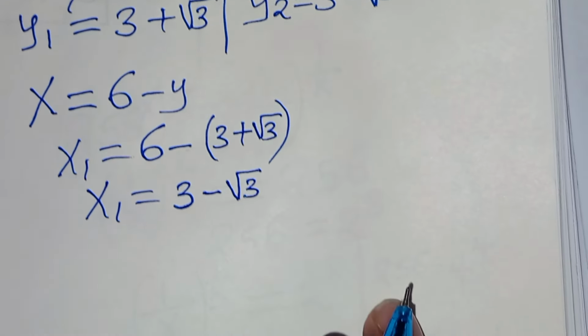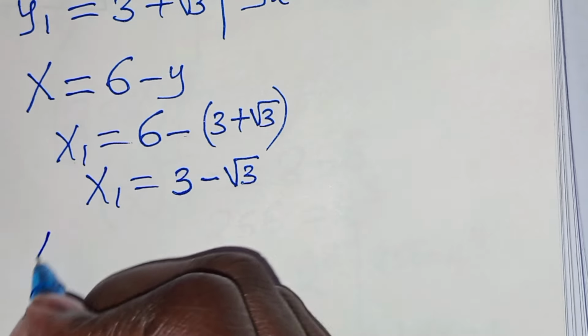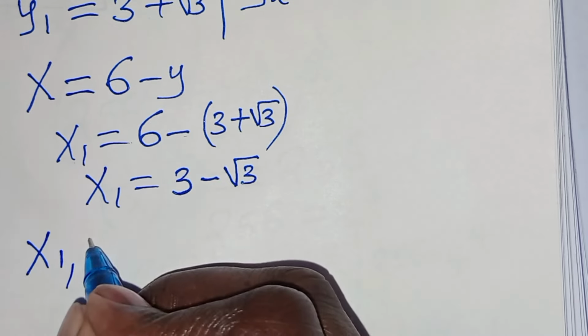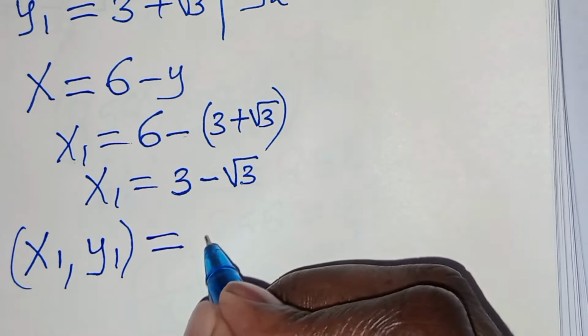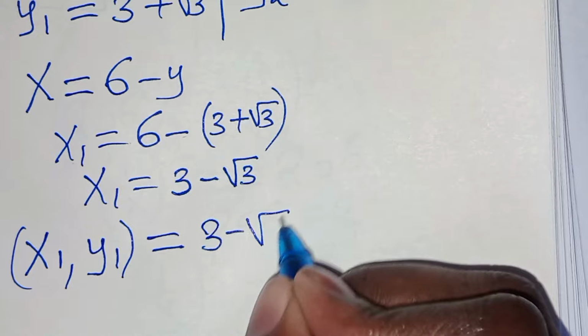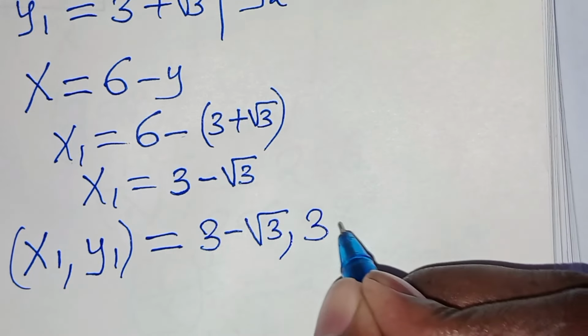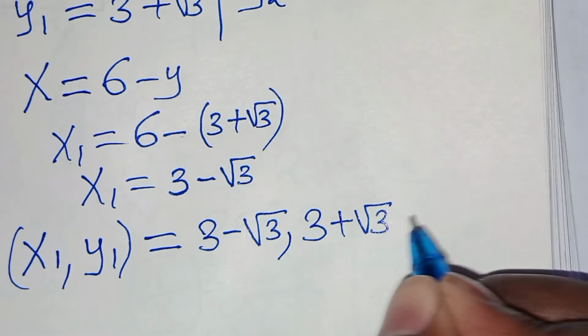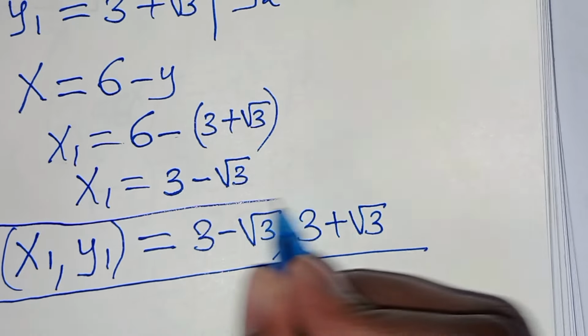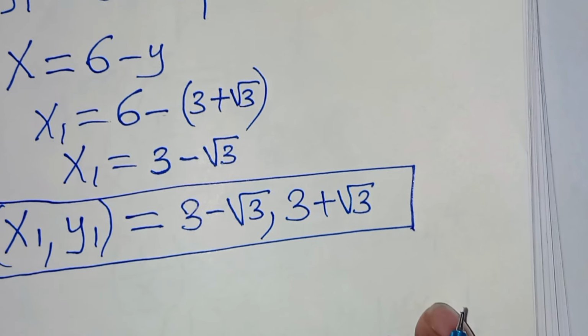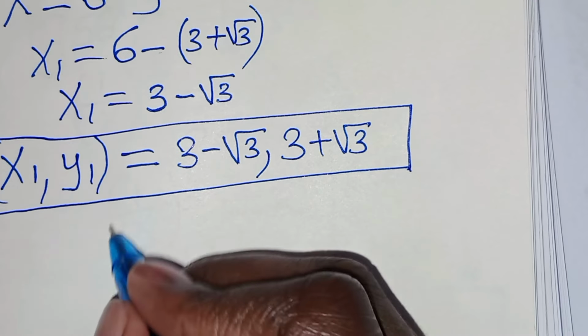And this implies that the first set of solutions, that is x1, y1, is equal to 3 minus square root of 3 and 3 plus square root of 3. So this is the first set of solutions for this algebra problem. Let's proceed to solve x2 from here.